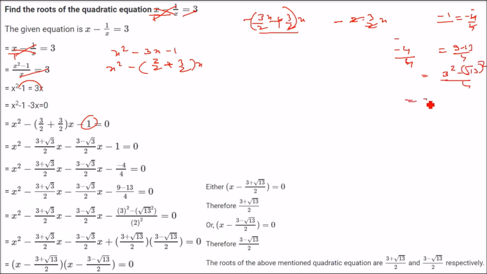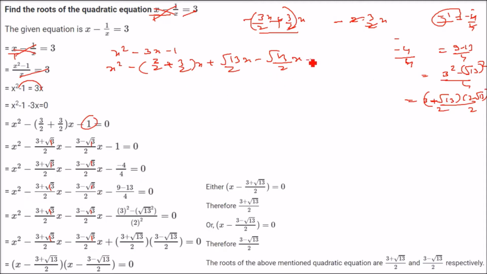Therefore, this can be written as a square minus b square, which is a plus b and a minus b. And this 2 will be here, 2 will be here. So I can write this minus 1 as 3 plus root 13 by 2 and 3 minus root 13 by 2. One more thing here, I have to add plus root 13 by 2x and subtract root 13 by 2x. So this all is root 13. So I hope you got this idea.